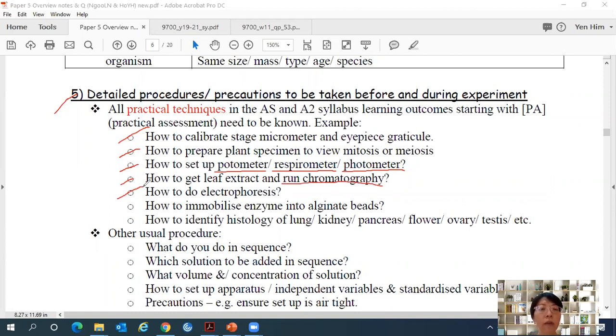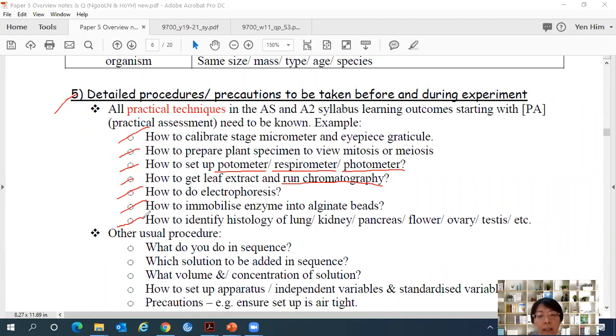How to do electrophoresis. You will learn this in the next semester. How to immobilize enzyme into alginate beads. So this one you learn it in your AS, right? So if you've forgotten how to do it, please go back and revise. How to immobilize the enzyme, and how to identify. So this one, it is very interesting to see that in paper 5, they can actually ask slide questions. It came out before, that's why I put it inside here.